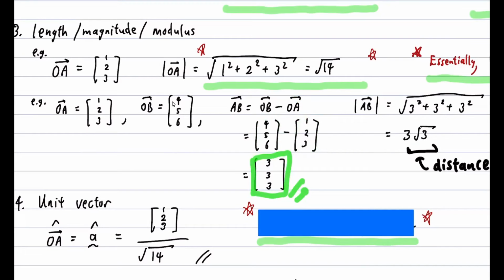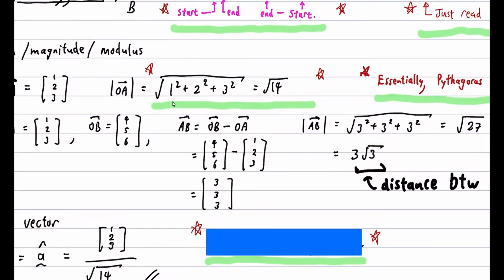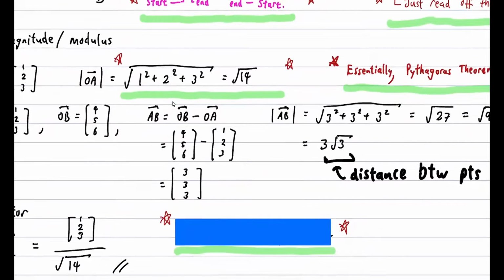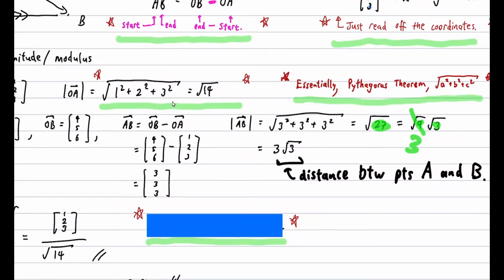Can? Okay. Then how do we find the length of this? What would it be? Oh, I reviewed already. Square root of 3 square plus 3 square plus 3 square. I think you know this now. So square root 27. Then you can split it up as square root 9 times square root 3. Square root 9 simplifies as 3. So 3 root 3. Is that okay? Okay, take note.